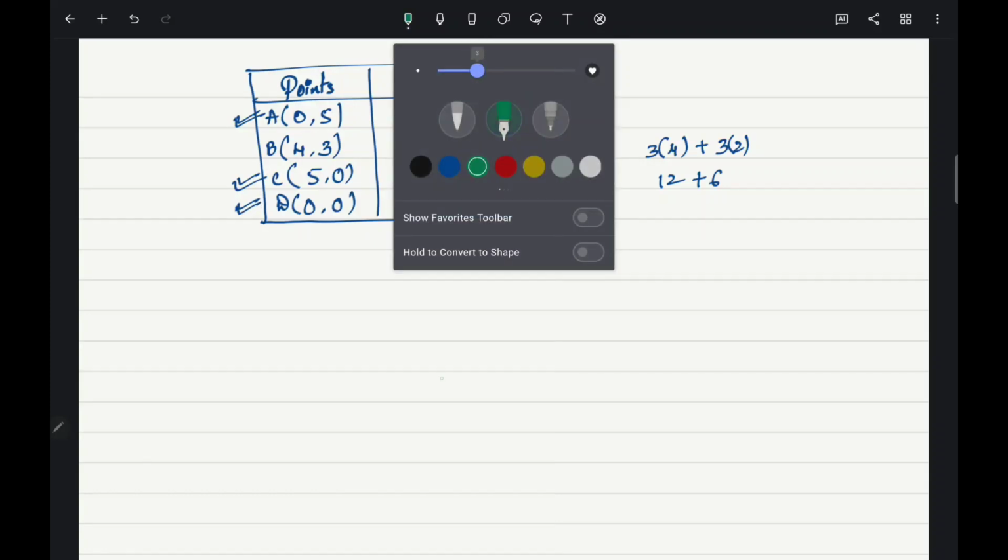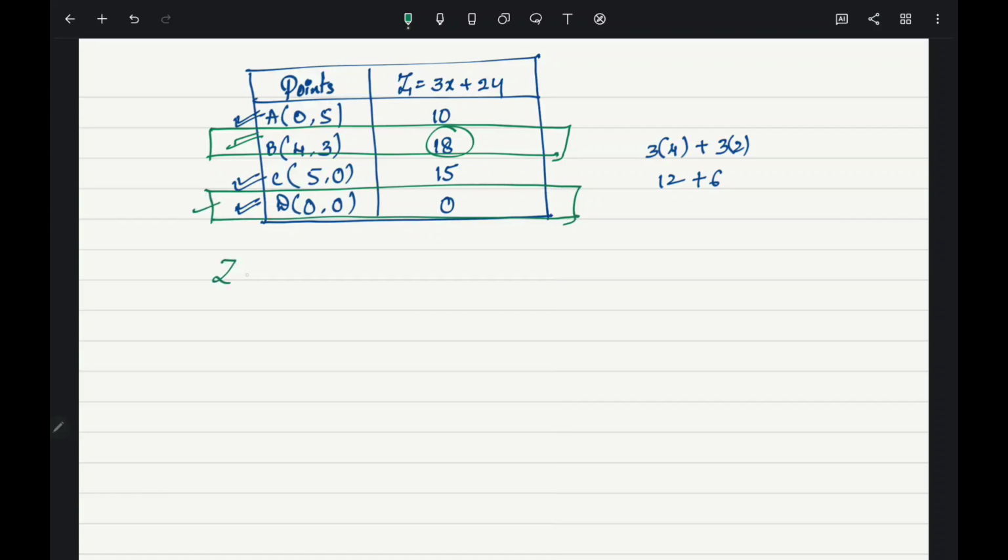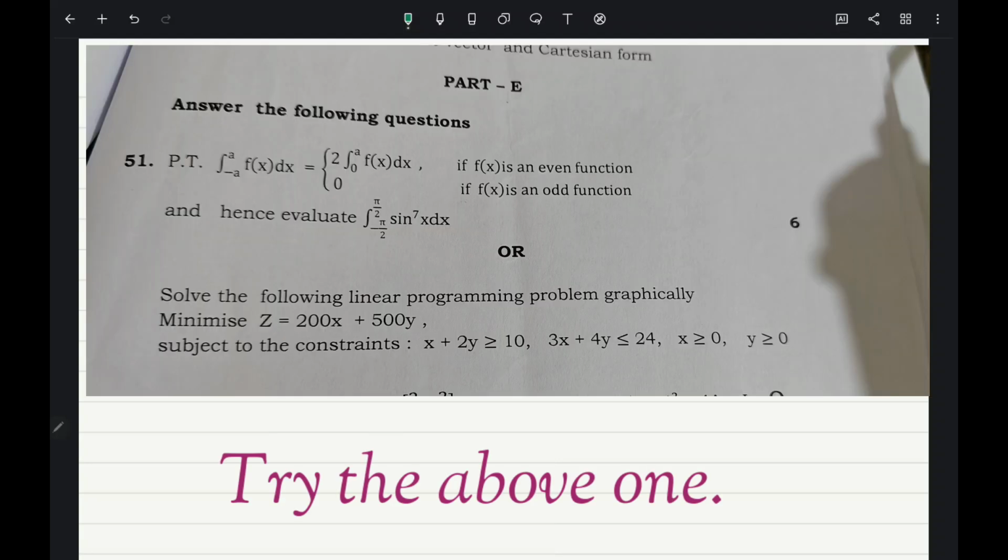Now let's find out what is the maximum value of the objective function in this table and also the minimum value. So we are having the maximum value, that is 18, for the point B. Now also we are having the minimum value, that is 0, for the point D. So Z maximum is attained, that is 18, at the point B of 4, 3, and also Z minimum is attained as 0 at the point D, that is 0, 0. So that's it, the answer for this sum.